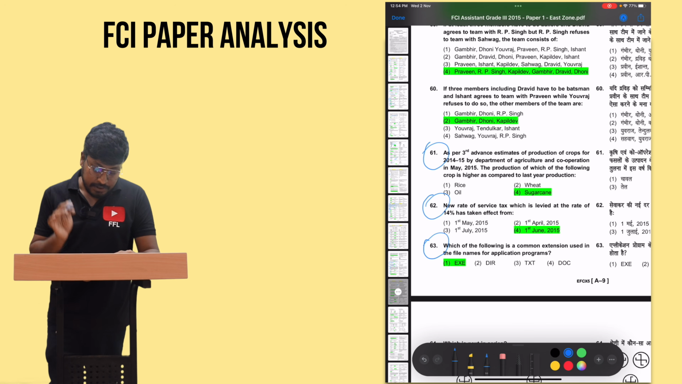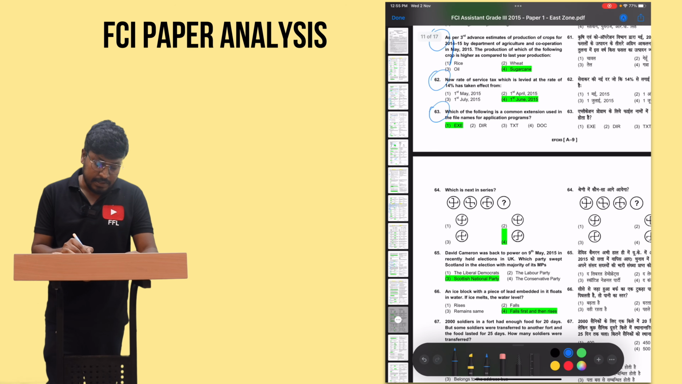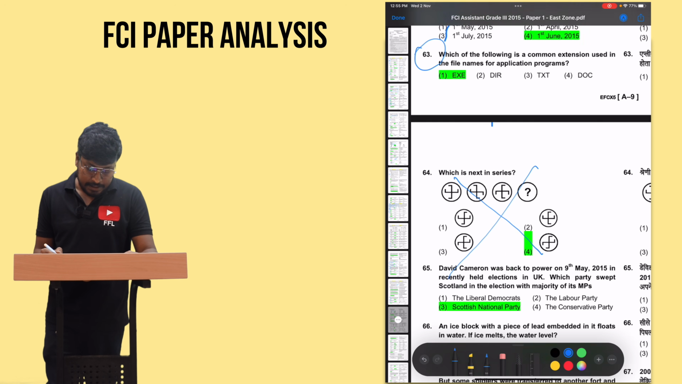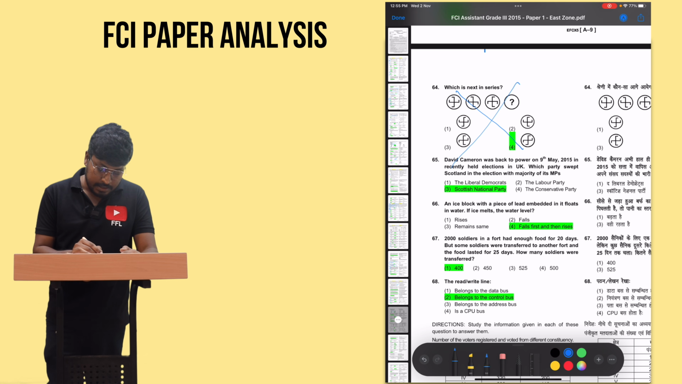So this will be a computer based question. And then these types of question will not be asked in the computer based exam, because of OMR they have asked these kinds of questions. So see, general science.